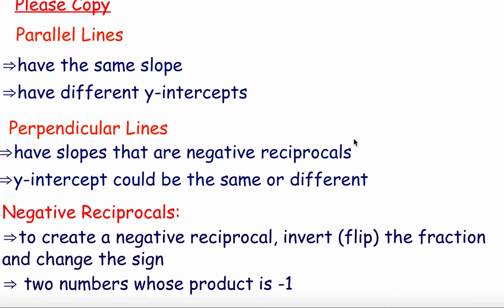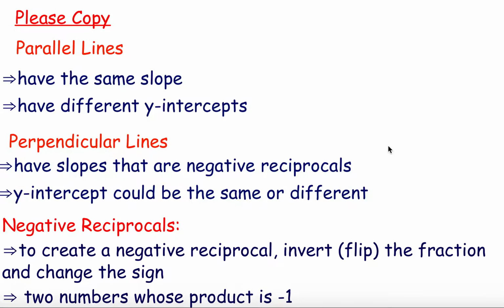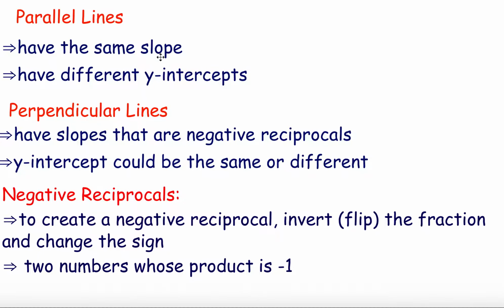Okay, now here we've just got properties. Please copy. Parallel lines have the same slope and different y-intercepts. Perpendicular lines have slopes that are negative reciprocals. We just talked about that, and I've written it down here. And the y-intercepts can be the same or different. It doesn't really matter. They just have to have a negative reciprocal slope. Now, to create a negative reciprocal, we flip the fraction and change the sign. And the two numbers multiplied together give a product of -1. It's just a unique property of it.